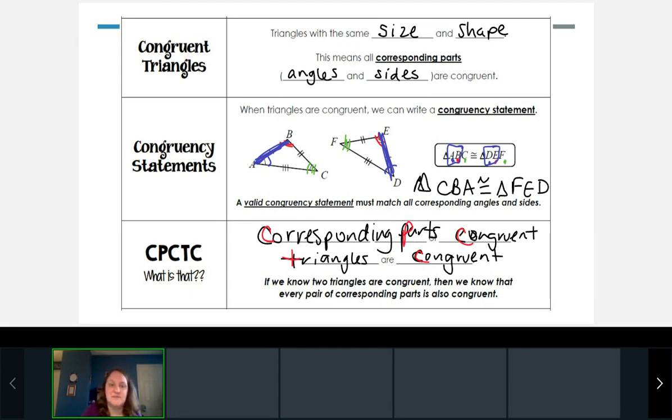And you'll see this used in math classes across the country. It's just an abbreviation for this phrase. And we're going to use this phrase a little bit later in the unit. It's going to come in super handy. So definitely don't forget that that exists. So the corresponding parts of congruent triangles are congruent. In other words, if you know two triangles are congruent, then you know all of their parts are congruent. Lovely.